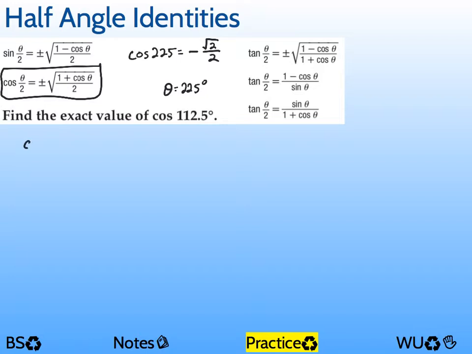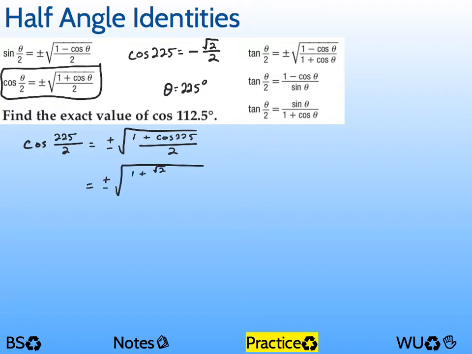So, to solve this, cosine of 112.5 is the same as cosine of 225 over 2. So that equals plus or minus square root of (1 plus cosine of 225) all over 2, which is, again, plus or minus square root of (1 plus negative radical 2 over 2) all over 2. So we can take this 2 from the denominator of radical 2 over 2, and we can multiply it by the denominator of the entire fraction. So we're left with (1 plus radical 2) over 4.